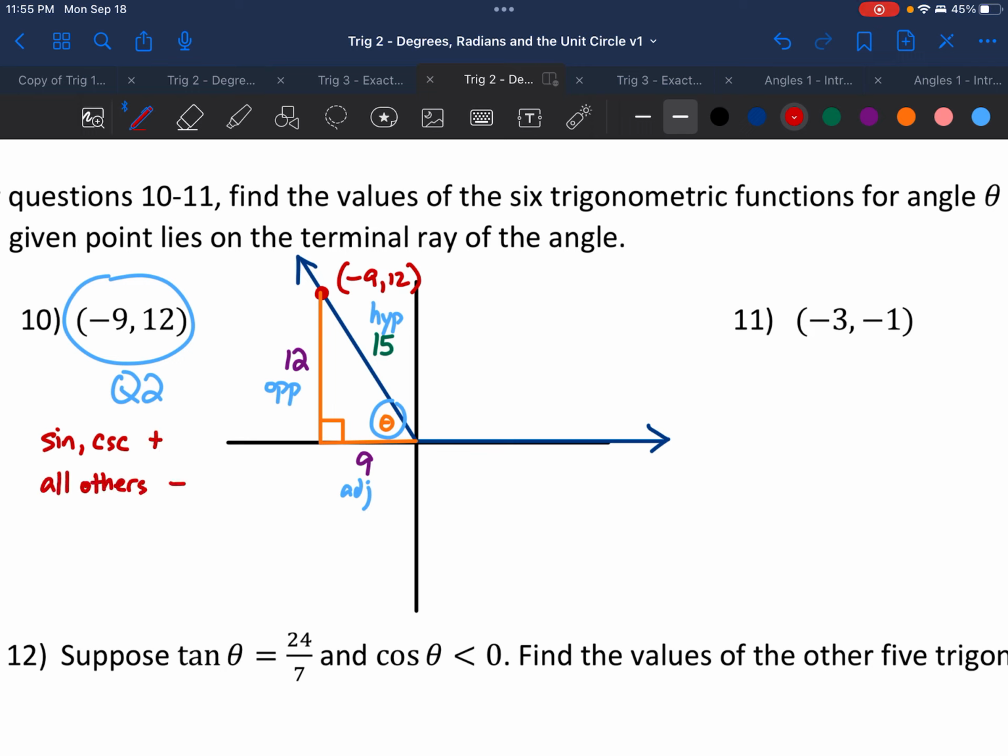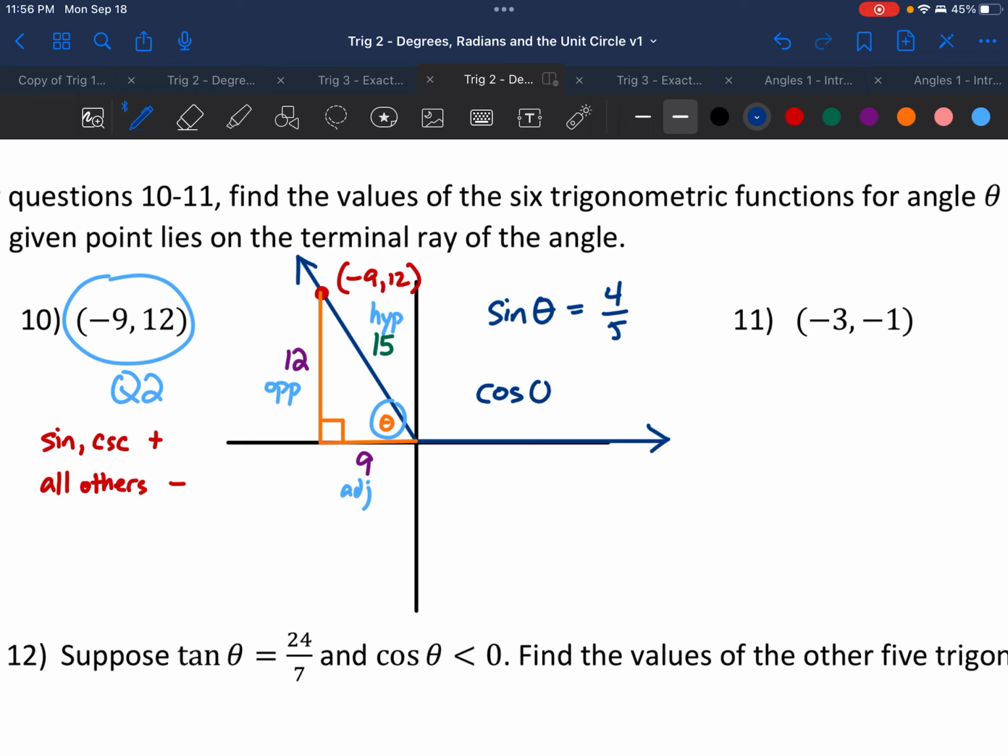So the quadrant you're in is only going to impact plus and minus signs. It's not going to impact the actual SOHCAHTOA ratios. Sine is still going to be 12 over 15, which reduces to 4/5. Because you're in the 2nd quadrant, sine would be positive. So sine of theta is 4/5.